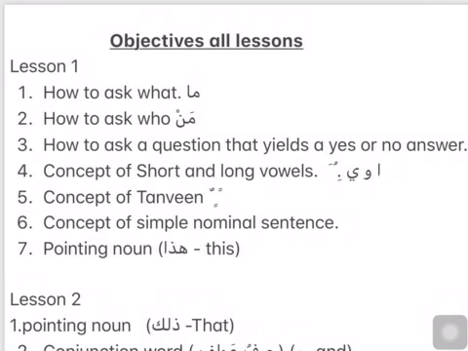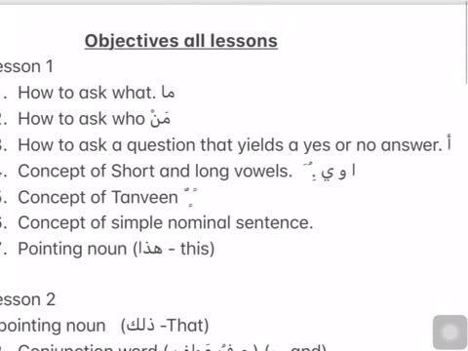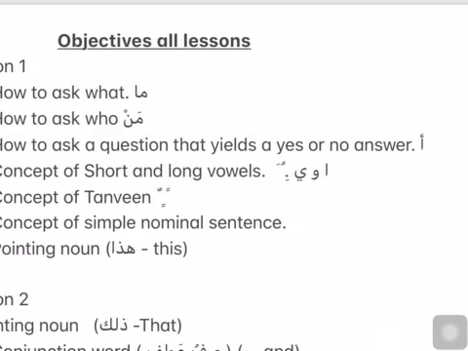In lesson 1, we were taught how to ask what in Arabic by using the word ma, how to ask who by using the word man, and how to ask a question that will yield a yes or no answer. We do that by using the harf of istifham, hamza.